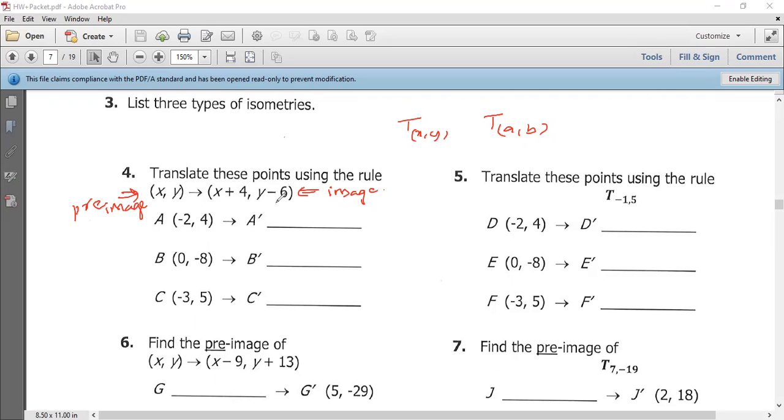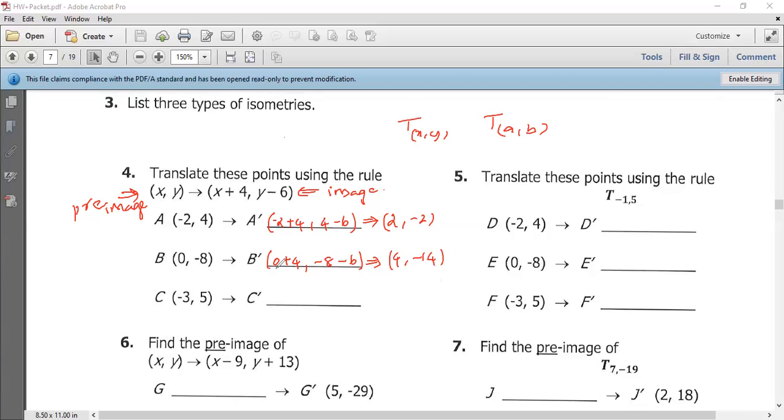So here, A dash will be: I'm going to add 4 units to the x value, that is -2 plus 4, comma, the y value is 4 minus 6. So you get the answer. Your transformed image will be (2, -2). In the same way here, I'm substituting the values of x and y: 0 plus 4, comma, your y value is -8 minus 6. So your transformed point, the image, will be (4, -14).